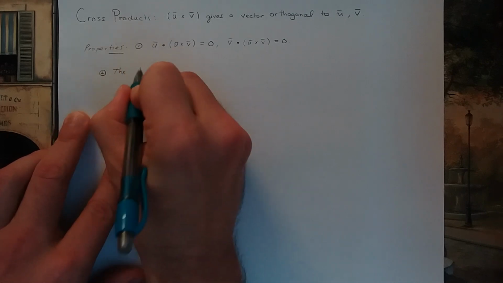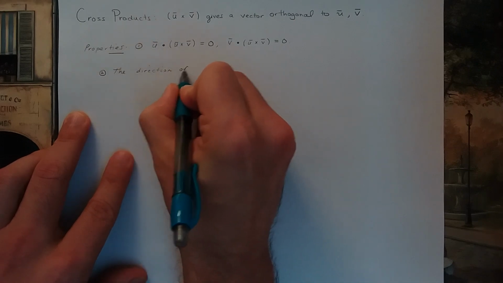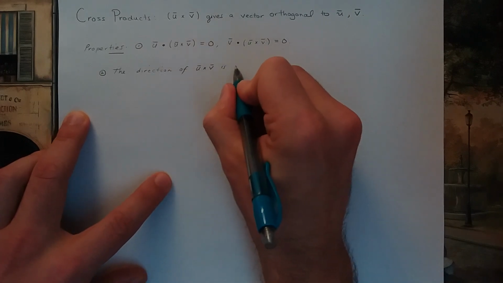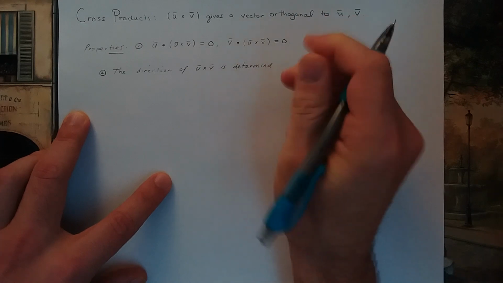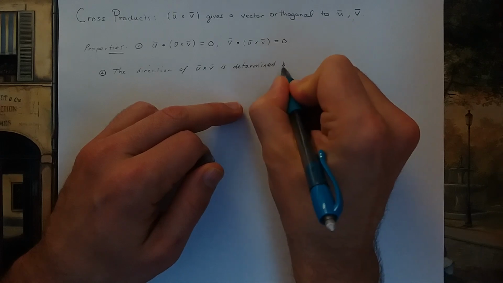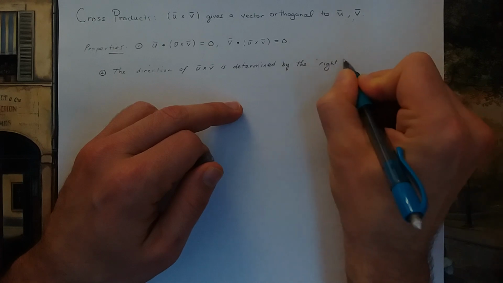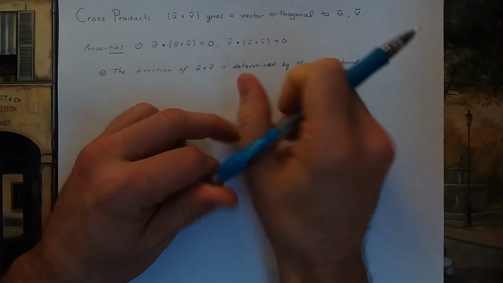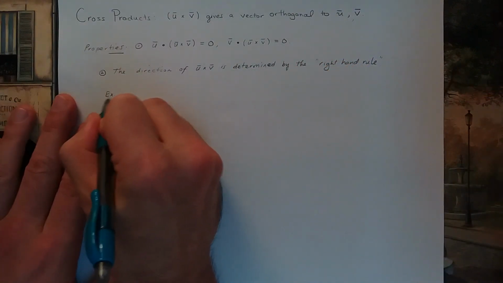Property 2 is this. The direction of your vector u cross v is determined by the so-called right-hand rule. So let's talk about what that means. First, maybe I should do an example to illustrate what I'm going to say.